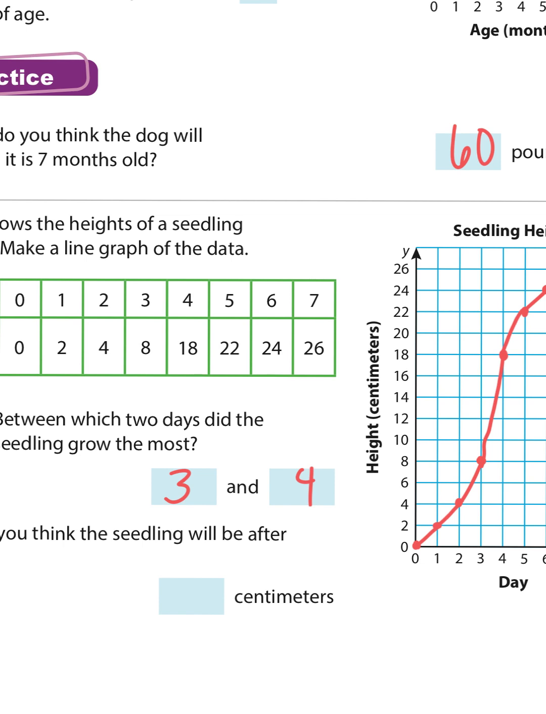And then how tall do you think the seedling will be after maybe 8 days? My biggest jump was already from here to here, and another pretty big jump, but now it looks like it's kind of increasing at a steady rate. So maybe about right here if I kept that same pattern. So about 28 centimeters. Good. Okay, once you have that completed, you can turn to the next page.